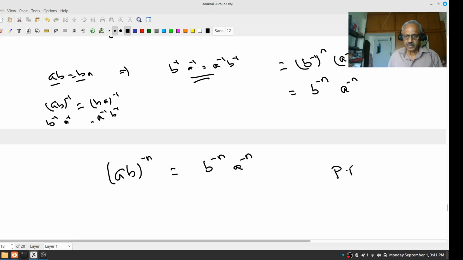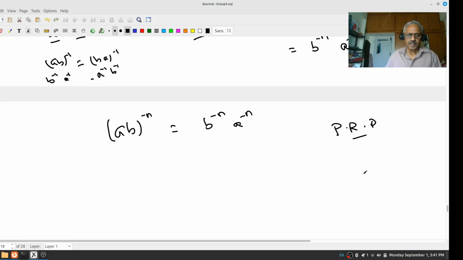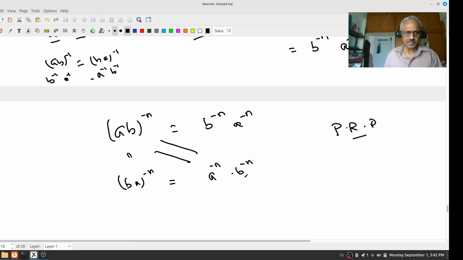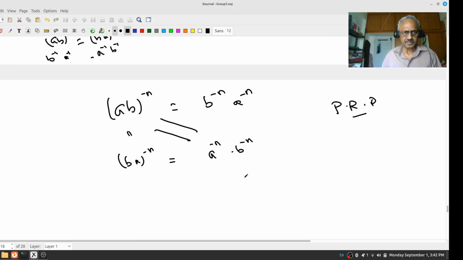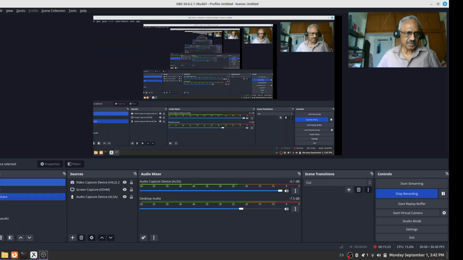Pause, review, proceed. But ab is the same as ba. Therefore, applying the same logic, we are going to get a to the power minus n, b to the power minus n. Therefore, we have proved (ab) to the power minus n equals a to the power minus n, b to the power minus n. I hope I have proved all those things. I hope I proved all the laws of exponents.